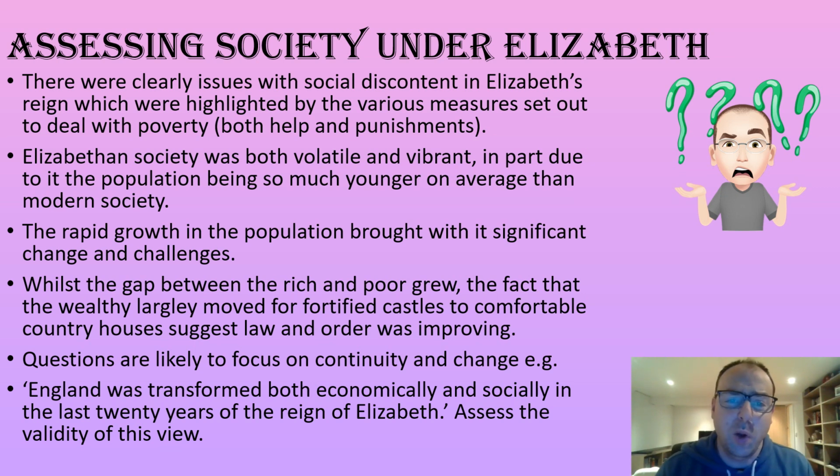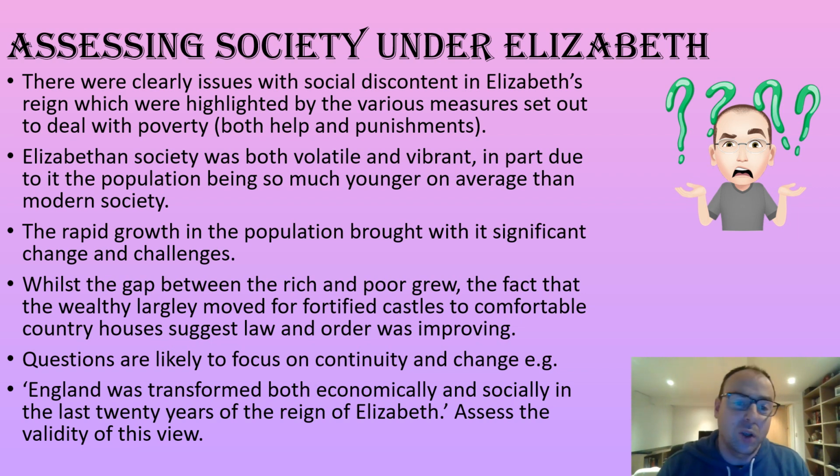Elizabethan society was both volatile and vibrant, in part due to the fact that the population was so much younger on average than modern society today. This was a society full of young people who would act as you would expect young people to do, and so in that we see a degree of volatility, but we also see a vibrancy to English society.